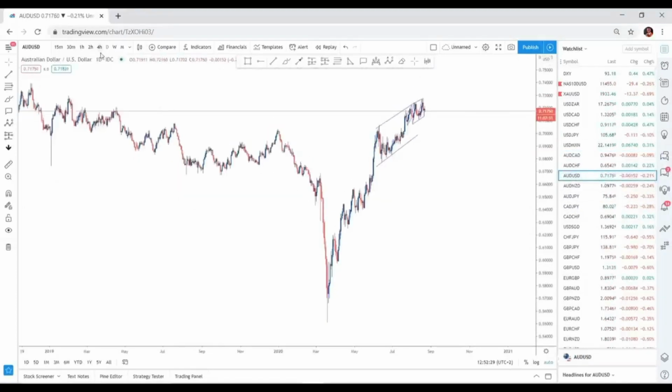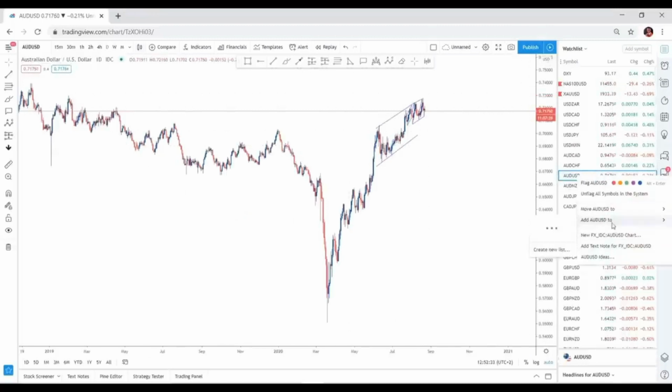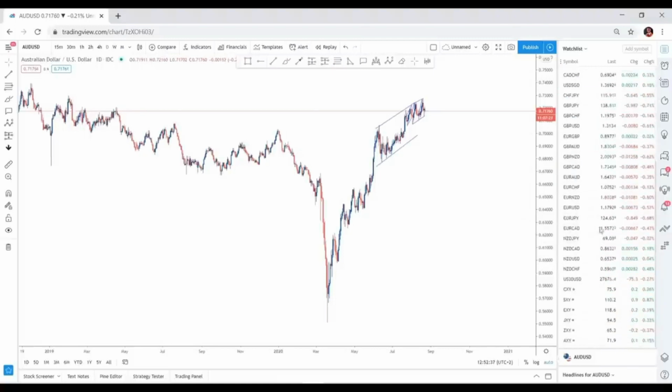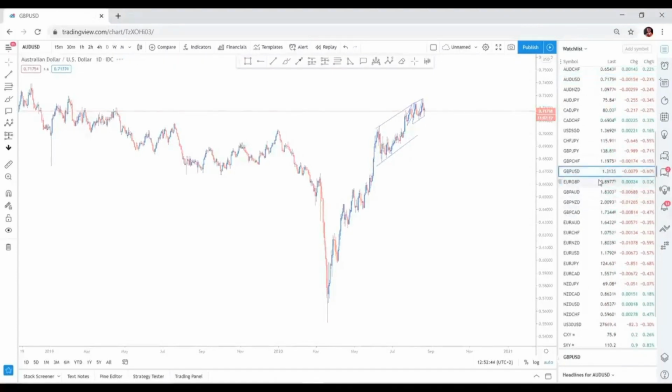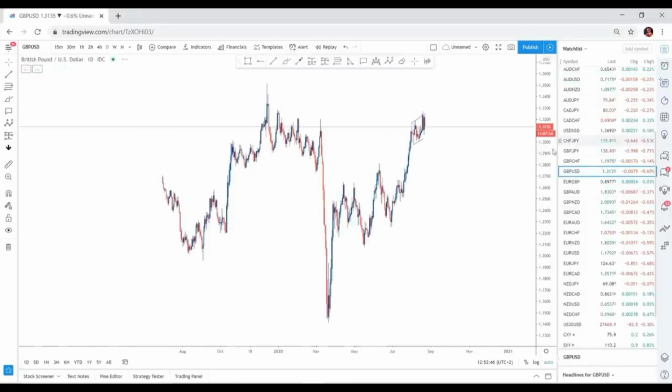On AUDUSD, we're also looking for selling opportunities, which is a high probability. Let's right click and say add to FX Gold Trading. Right click, and then let's go to GBPUSD. As we go to GBPUSD, left click, and then it's gonna show us analysis.